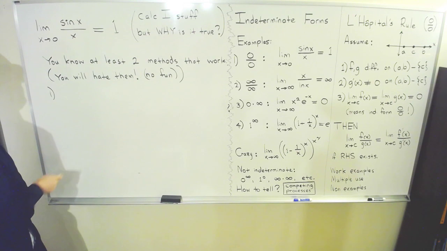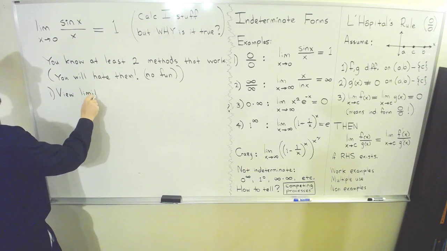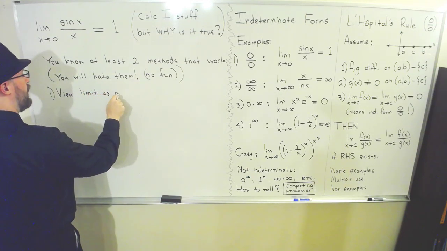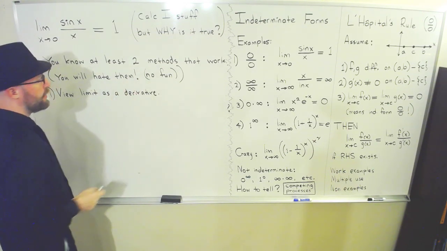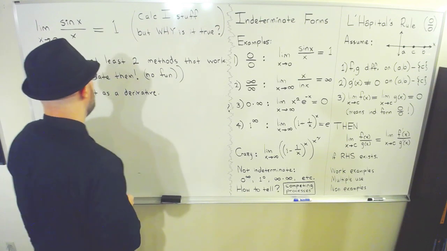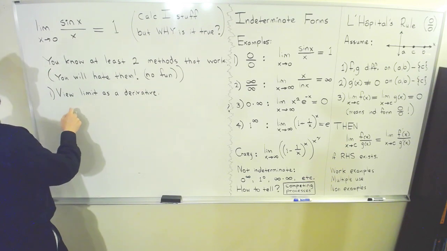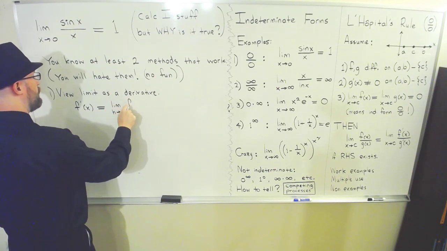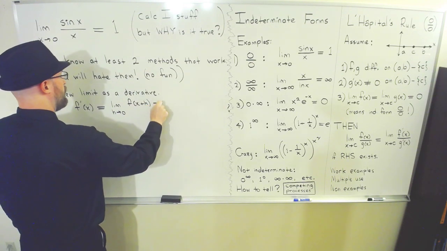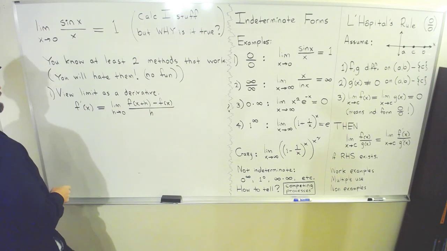So the first method would be I could view the limit as a derivative. How would I do that? It's maybe not immediately obvious how you would do this. Well, you remember the definition of the derivative. So if I have any function, I can write the derivative as f prime of x is limit as h goes to 0 of f of x plus h minus f of x over h. That's the definition of the derivative.